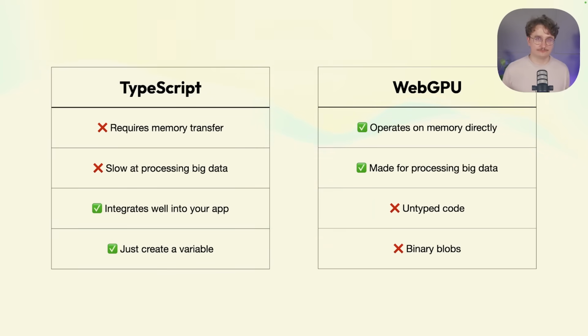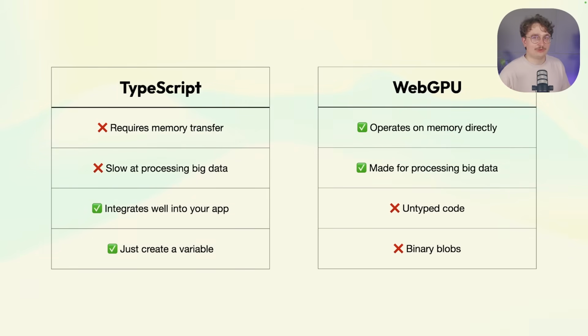We have TypeScript, where if we want to interop those two libraries, we require a memory transfer. It's slow at processing big data. It integrates well into your apps, though, and you can just create a variable and use it, and you don't have to worry about memory management.